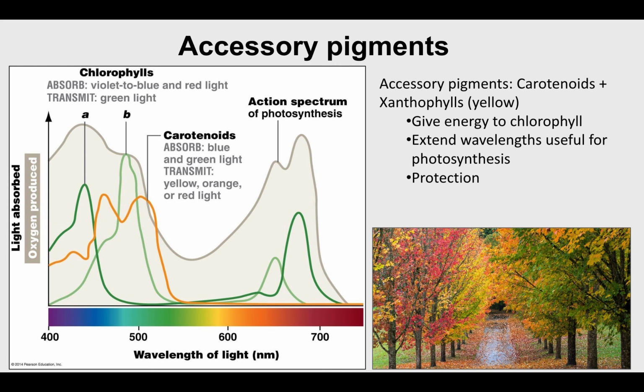These accessory pigments can also be used in protection. So for plants, light is great, but like everything, too much of something can be bad. So too much of a good thing is bad, and if they get too much light, it can be very damaging to the cells, create some very damaging things happening to DNA in their cells, and so they have to protect against too much light, and some of these pigments do these protection mechanisms.